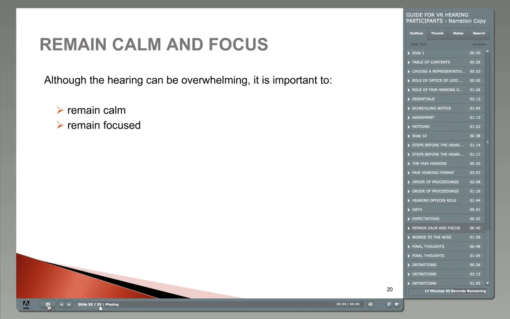The hearings can be overwhelming. Sometimes they can get a little bit emotional, and they can be overwhelming from a detail perspective. The best thing you can do, the thing that's going to help your case the best and reflect the best upon you and your agency, is if you remain calm and you remain focused. That is the most important thing to do. Hearing officers also recognize that these hearings can be overwhelming for the folks involved, and they'll try to help you to do that. But to whatever extent you can help yourself to remain calm and focused, you'll help not only your case, but the overall fair hearing process.